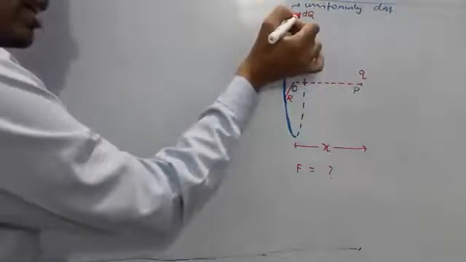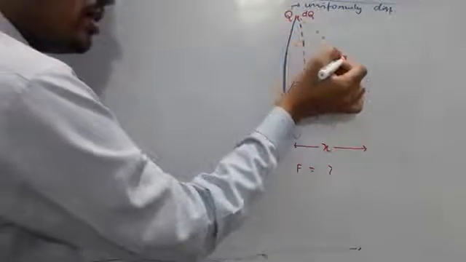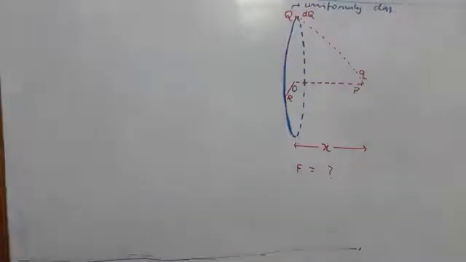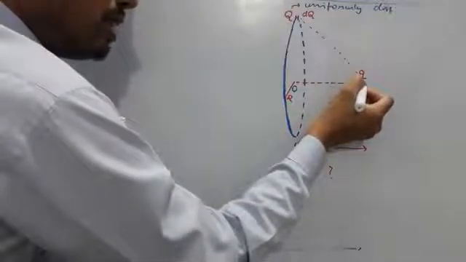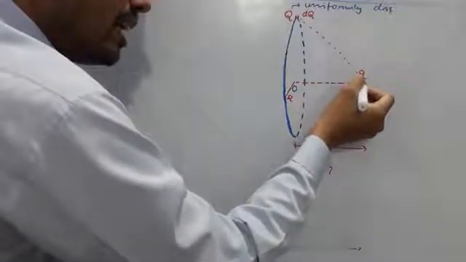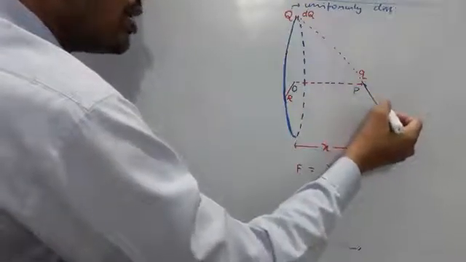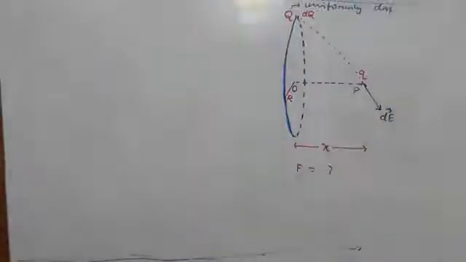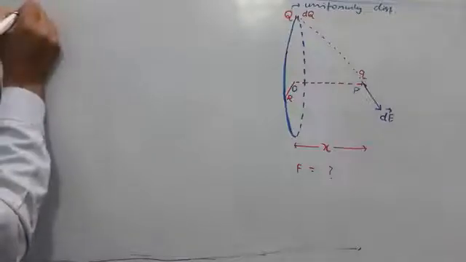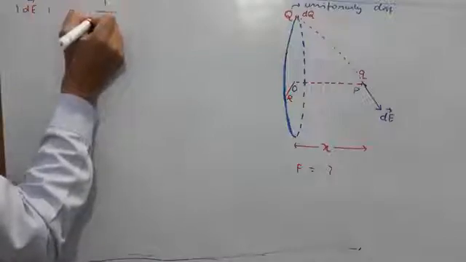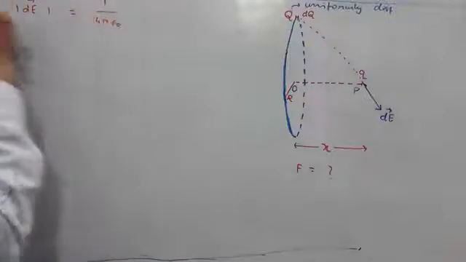Due to this point charge, at this point P, the electric field can be found. This electric field due to this element at point P, I will denote it by dE, and it should be like so. I'll call it dE vector. What should be the expression for this dE vector? Its magnitude will be 1 upon 4 pi epsilon naught.